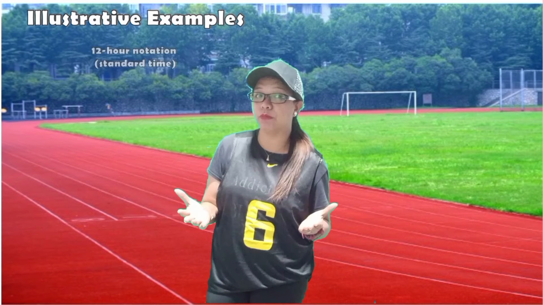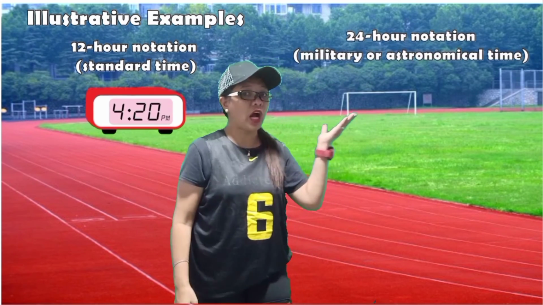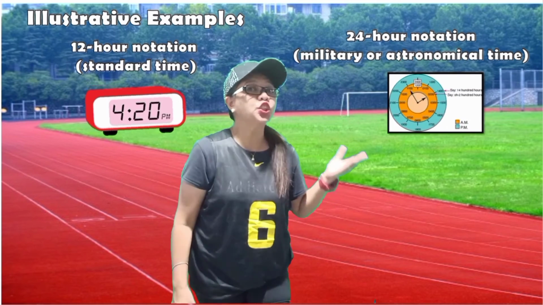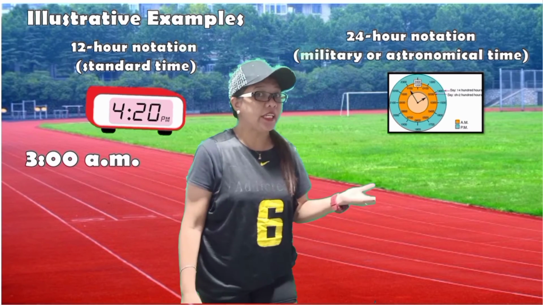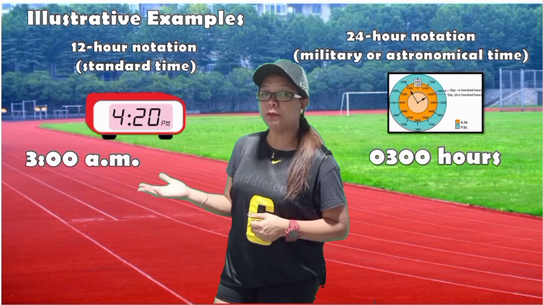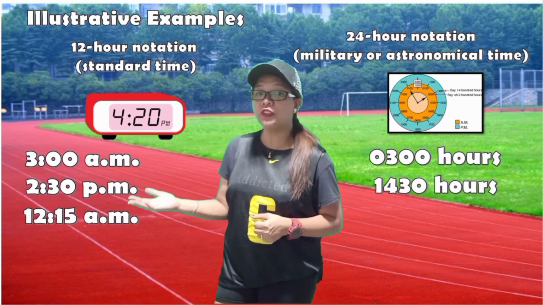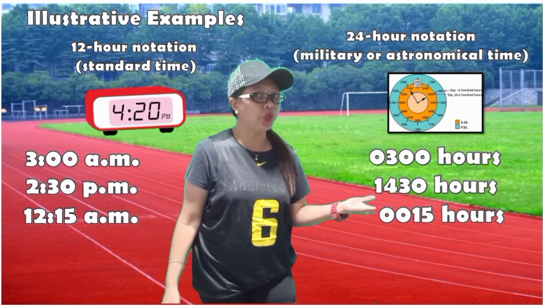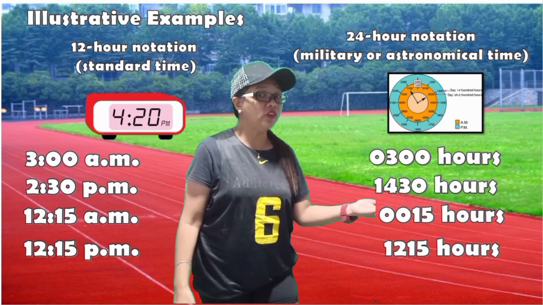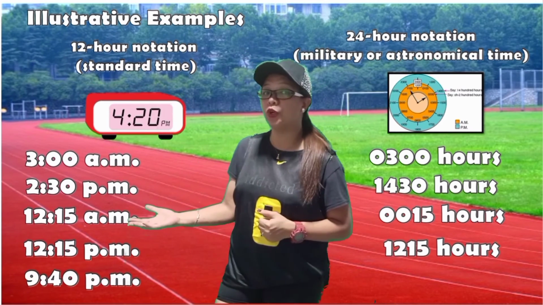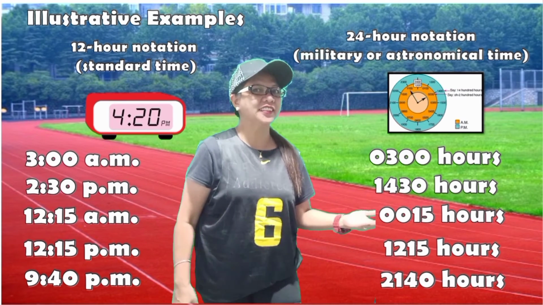Let's try this given example. Convert between 12-hour notation or standard time and 24-hour notation, military or astronomical time. 3 a.m. is equivalent to 300 hours. 2:30 p.m. is equivalent to 14 and 30 hours. 12:15 a.m. is equivalent to 00:15 hours. 12:15 p.m. is equivalent to 12:15 hours. And 9:40 p.m. is equivalent to 21 and 40 hours.